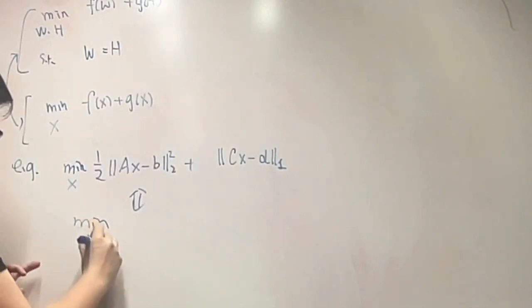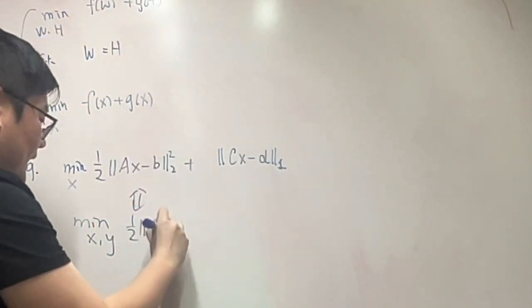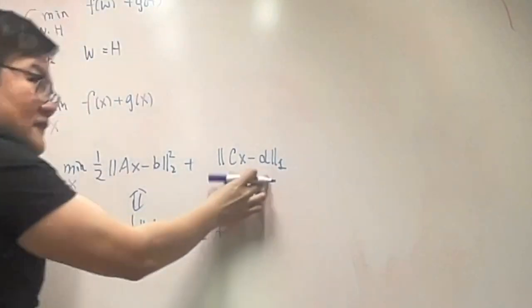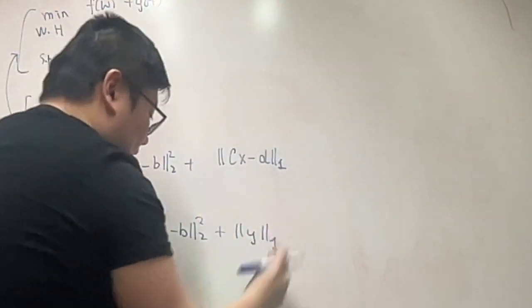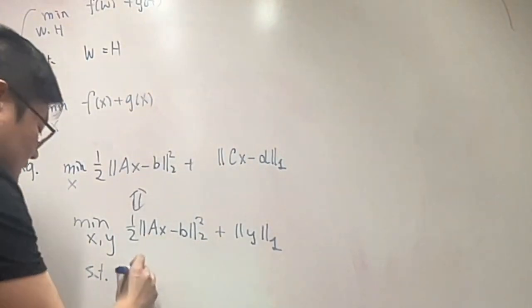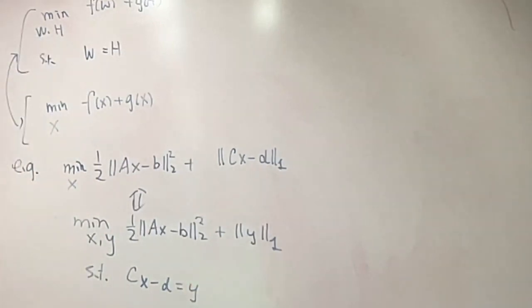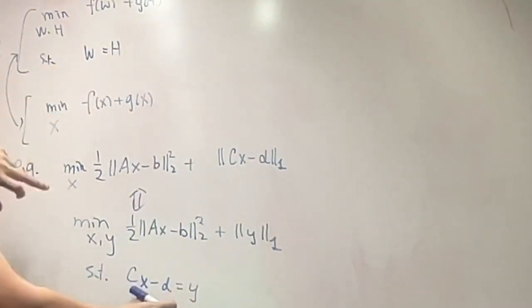You have x, and you also have y. Same, you have the Ax minus b plus. But here, I'm not going to say this is Cy minus d. I'm going to say this is y. And I need the following constraint. The constraint is Cx minus d equals y. Now I have this constraint, so this is slightly more complicated than this.